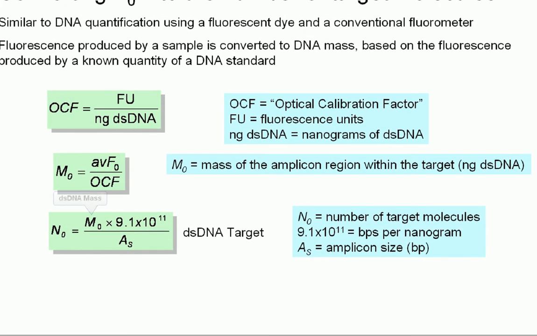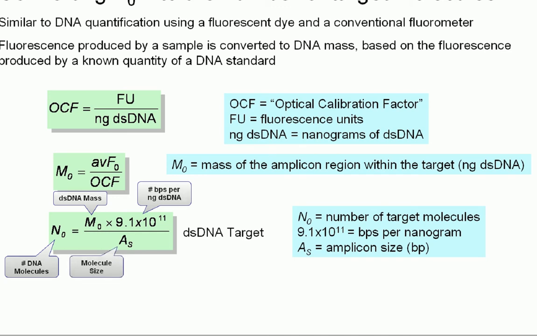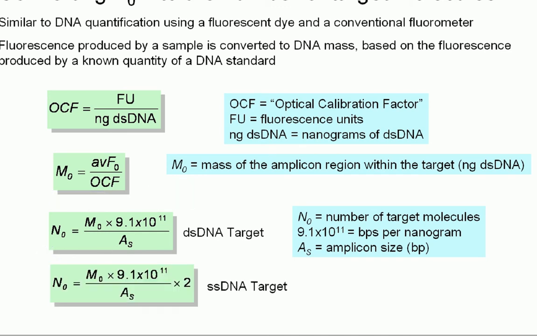The final step is to convert M0 into the number of target molecules. This is done by multiplying the number of base pairs per nanogram of double-stranded DNA and dividing by the amplicon size. Note that it is necessary to double this value for single-stranded targets such as cDNA due to the fact that the OCF is derived from a double-stranded DNA standard. How then is an optical calibration factor generated?